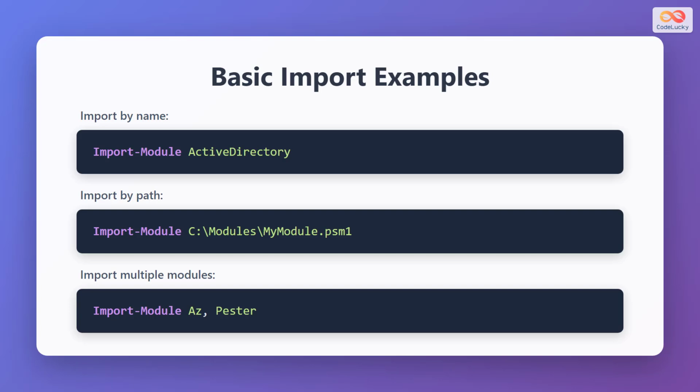Let's look at some practical examples of importing modules. You can import a module by its name, such as Import-Module ActiveDirectory, which loads the Active Directory module. You can also import by specifying the full file path, like Import-Module C:\_modules\mymodule.psm1. Additionally, you can import multiple modules at once by separating their names with commas, such as Import-Module ActiveDirectory, Pester. This flexibility makes it easy to load exactly what you need for your current task.